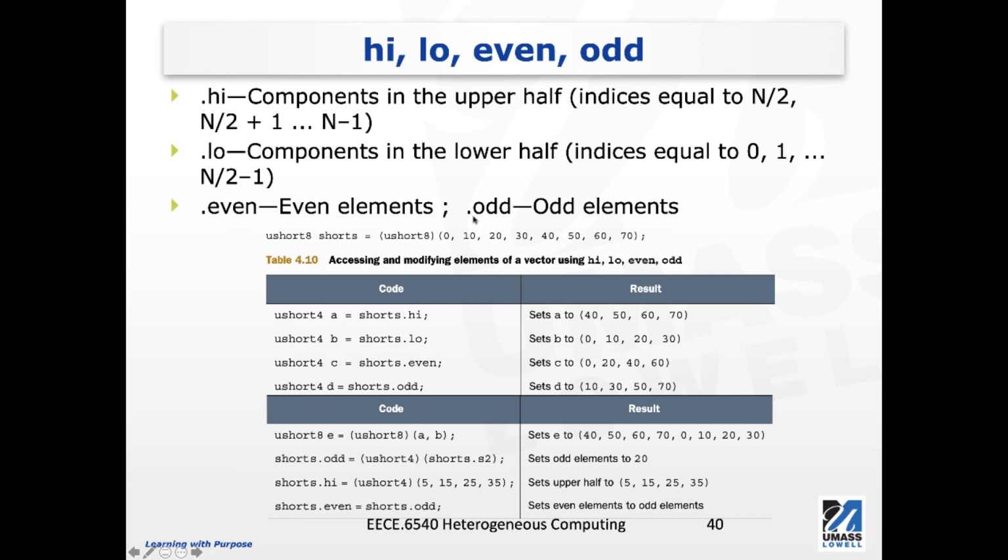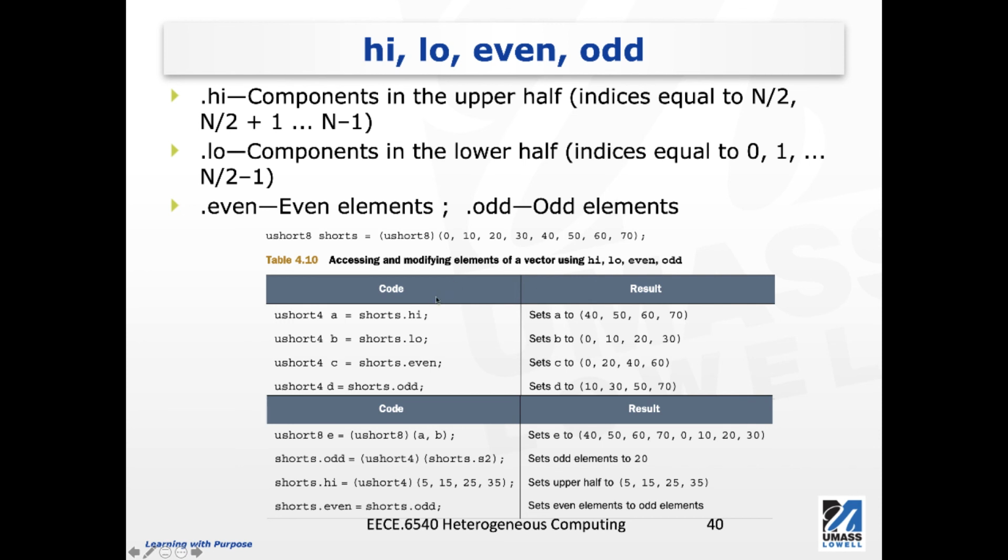Dot even and dot odd are easier to understand, because dot even refers to the even indices, and dot odd refers to the odd indices. So let's look at this example. We have a vector of 8 unsigned short, and this vector name is shorts, and we assigned these initial values to this vector. The initial values are 0, 10, 20, 30, 40, 50, 60, 70.